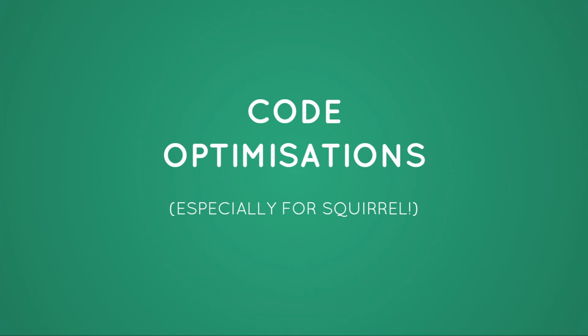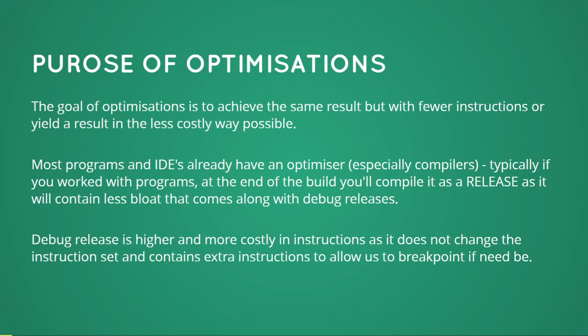Welcome to today's video. Today is mostly theory side, and can work with other languages. So this would be how to make better programming, which can make your Squirrel code faster. Let's begin. The goal of optimizations is to achieve the same result, but with fewer restrictions or yield a result in the less costly way possible.